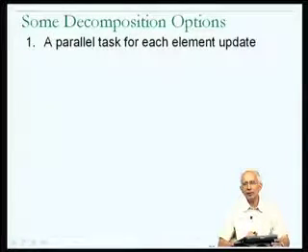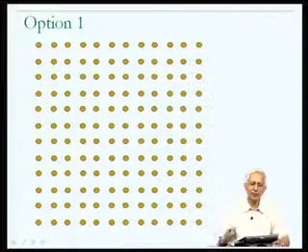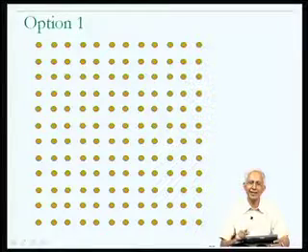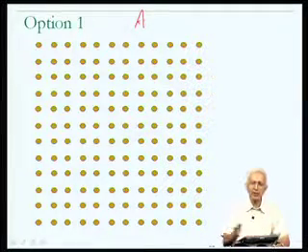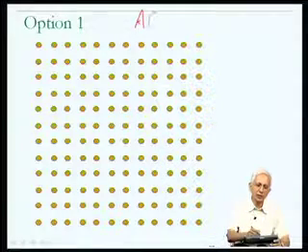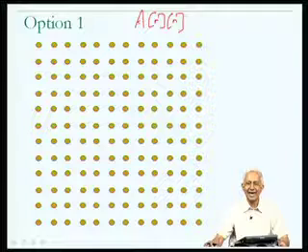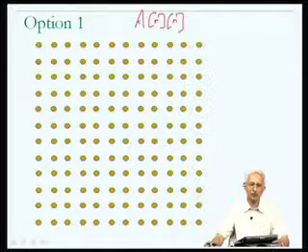Now, one possible decomposition is that I could have one parallel task for each array element. Remember, there are potentially 1024 multiplied by 1024 array elements. And pictorially, here I am showing you the entire array A, some number of rows, some number of columns. For the moment, we are not too concerned about the number of rows and columns, except that I will refer to them as n. We will assume that there are n rows and n columns.